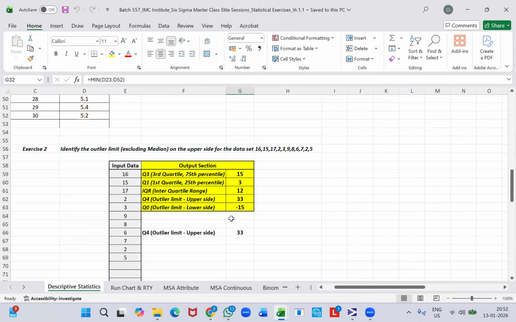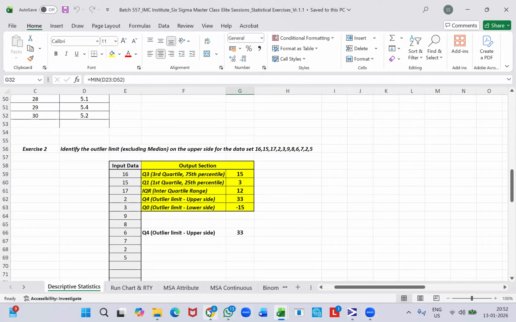Oh, okay. So this gives you the flexibility to go up to that extent. Once the value goes beyond 33, or it's less than minus 15, we will call those values outliers. Okay. All right. Thank you.